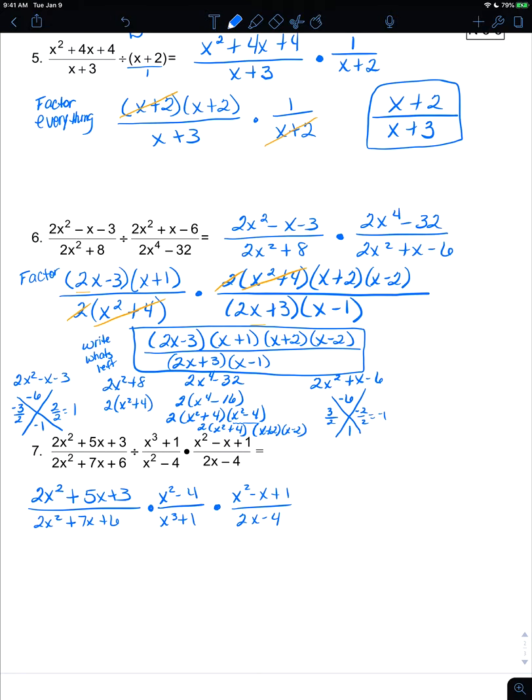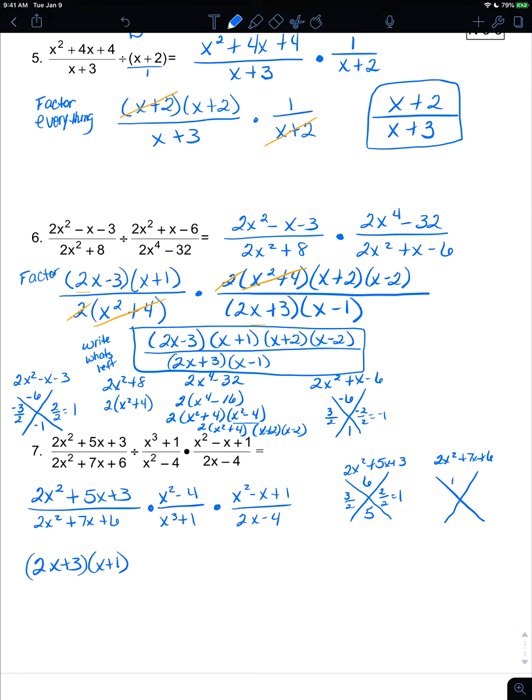Now we're going to factor everything. Okay, so we've got to factor 2x squared plus 5x plus 3. So 2 times 3 is 6. 5 divided by 2, so that'll be 3 times 2, which is 1. Okay, so we've got 2x plus 3 over x plus 1. Now, 2x squared plus 7x plus 6.